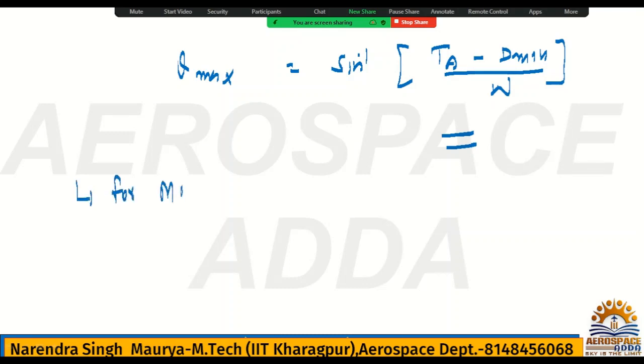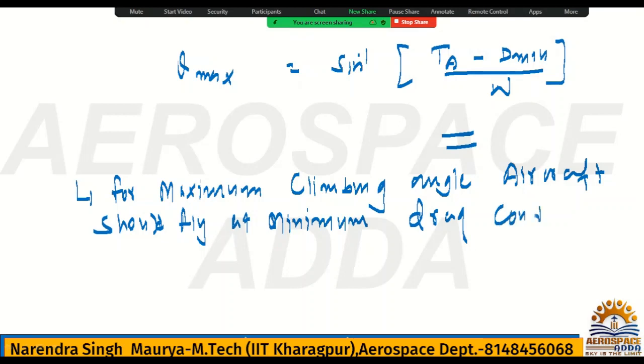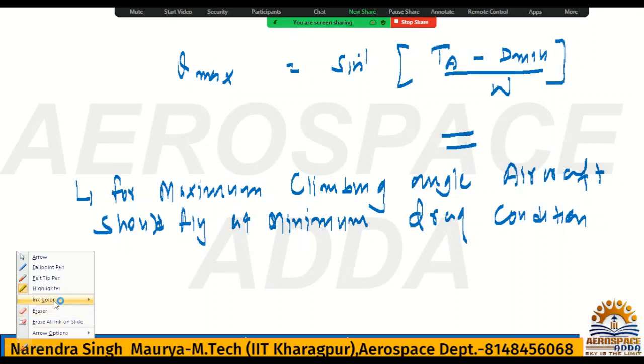It is saying, for maximum climbing angle, aircraft should fly at minimum drag condition. This is the great question, okay? It should be very clear, na? In short, it is proved.